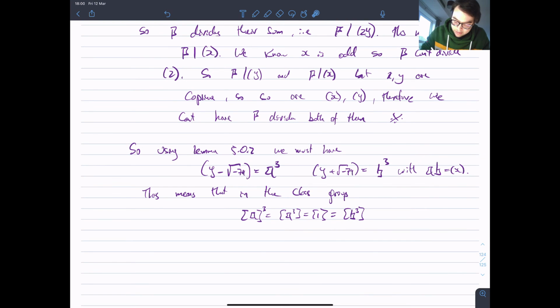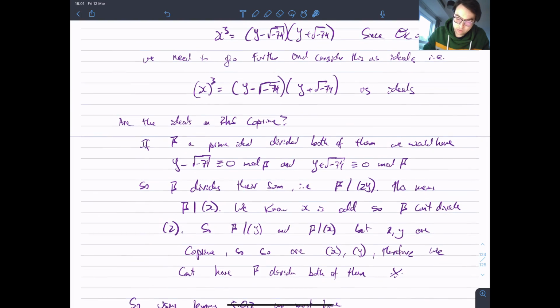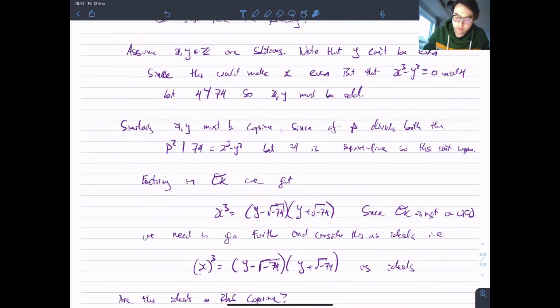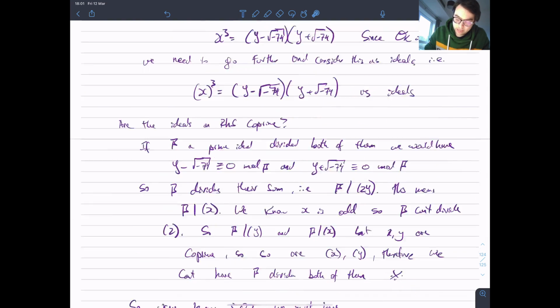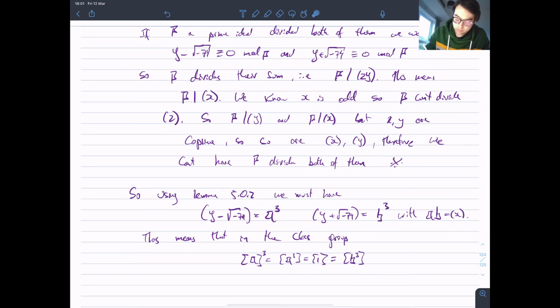So this, if A wasn't trivial in the class group, then this class group would have an element of order 3. But we know that the class group has order 10. And by Lagrange, the order of an element divides the order of a group. So the class group has order 10, so we can't have any elements of order 3 in my class group.